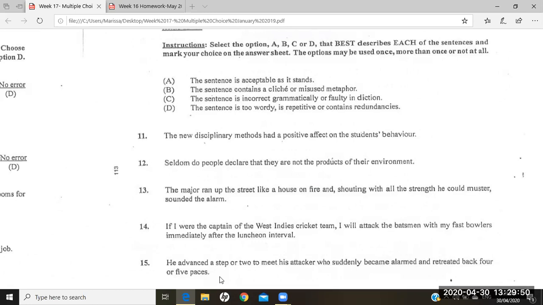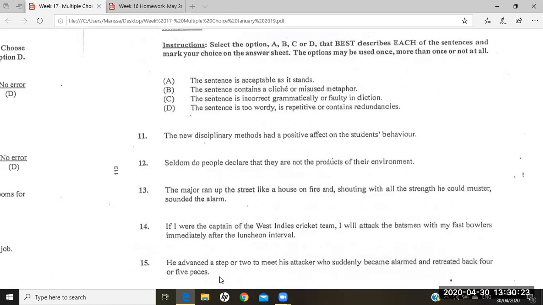He advanced a step or two to meet his attacker, who suddenly became alarmed and retreated back 4 or 5 paces. D, miss? D? Yeah. The answer is D. Good. What's the error? Too wordy, miss. No, Musa. That's not the error. Good, good. I'm just guessing the letter. Yes. But what, miss, exactly is wrong with it? I know.